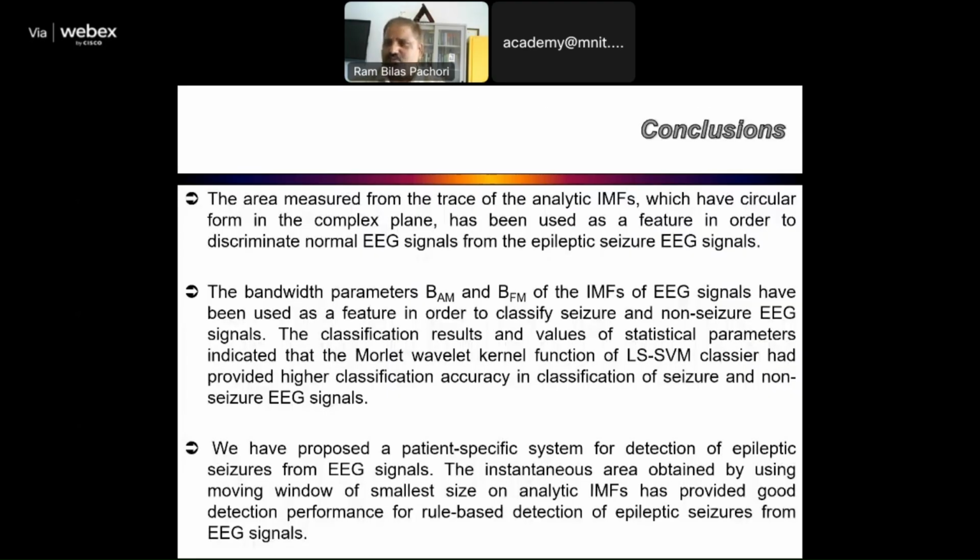So this is the conclusion of this entire talk. The area measured from the trace of the analytic IMFs, which have circular form in the complex plane, can be used as a feature in order to discriminate normal and epileptic seizure EEG signals.